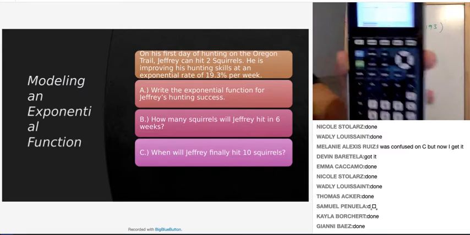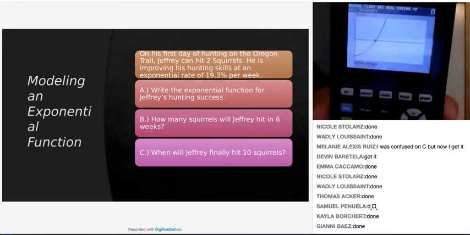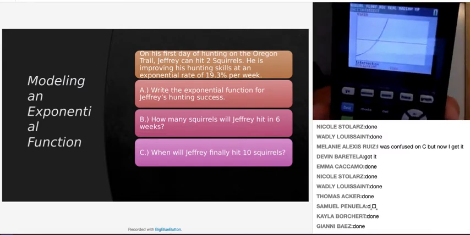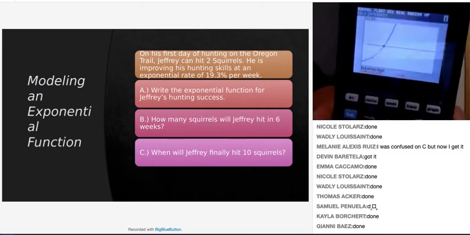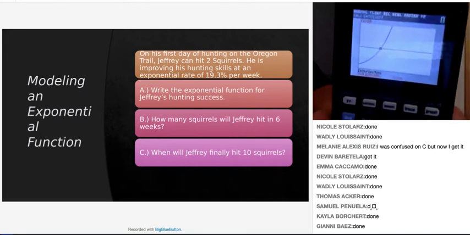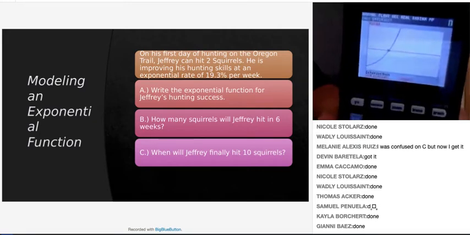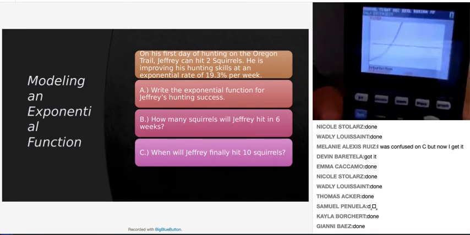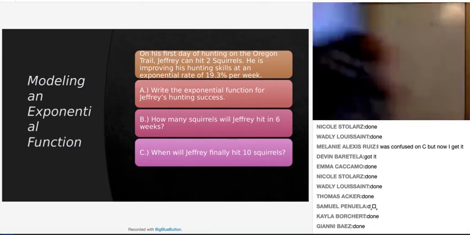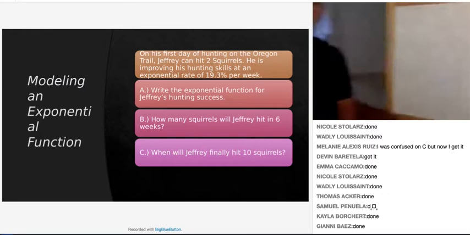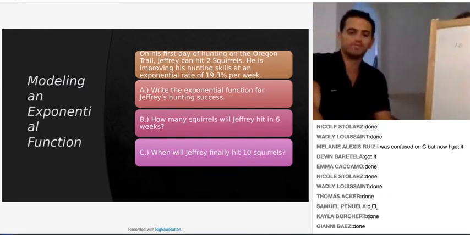All right. So you go through this and you graph both and you find the intersection and you get 9.12 weeks. So just about over 9 weeks, Jeffrey can finally bring home 10 squirrels to his family to feed. All right, so that's where we're at. Let me know if you have any problems with that, but hopefully that was pretty good. Let's keep moving.